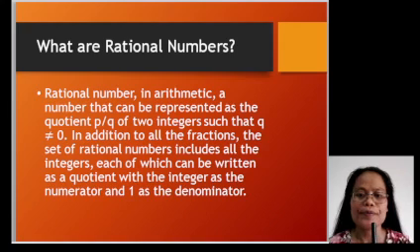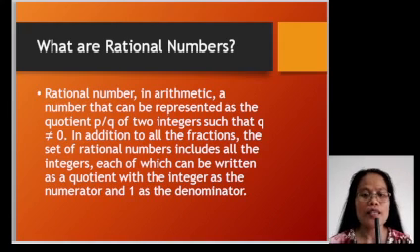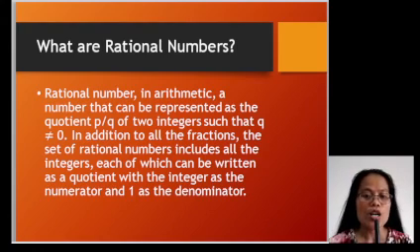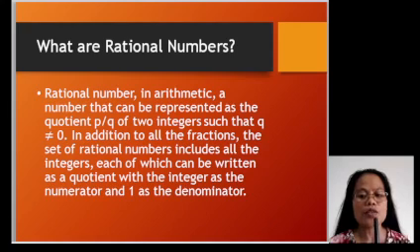Okay, a rational number in arithmetic is a number that can be represented as the quotient p over q of two integers such that q is not equal to 0. In addition to all the fractions, the set of rational numbers includes all the integers, each of which can be written as a quotient with the integer as the numerator and 1 as the denominator.